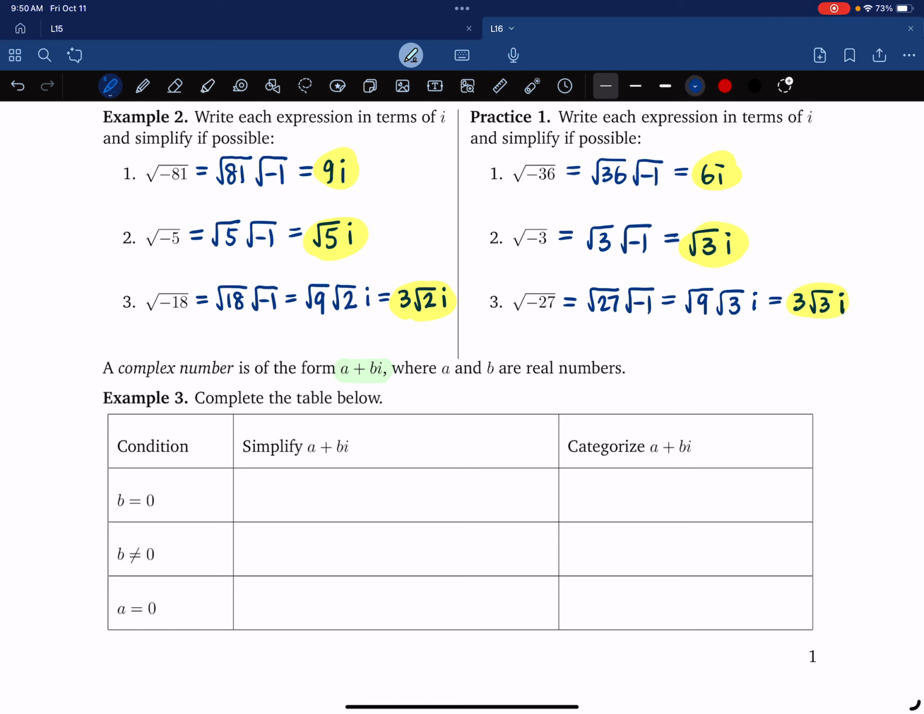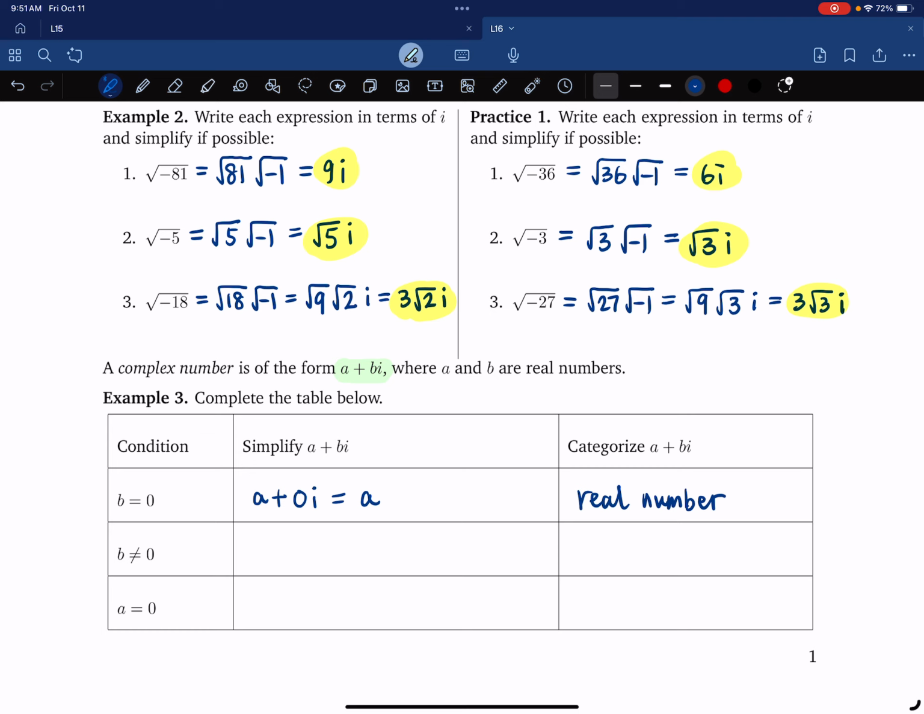We have a plus bi. The first condition is b equals 0. So if b is 0, our expression will be a plus 0 times i, right? If it's 0 times i, remember what i is. i is square root of negative 1. 0 times that will give you 0. So this is simply a. And what is a? a is a real number. How do you know? It's given in that sentence above. If you read it right here, a and b are real numbers. So we know a is a real number.